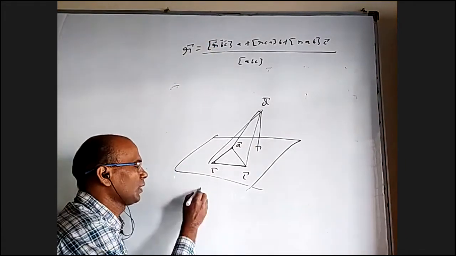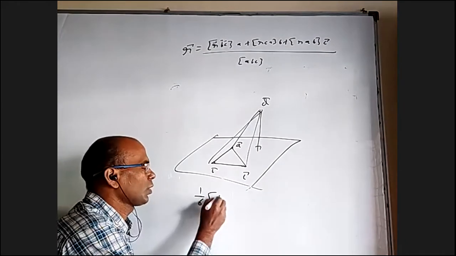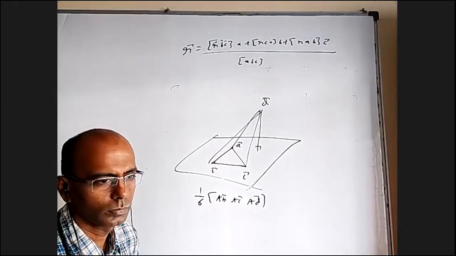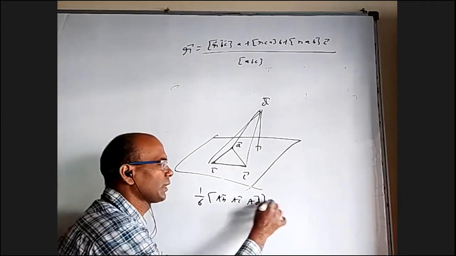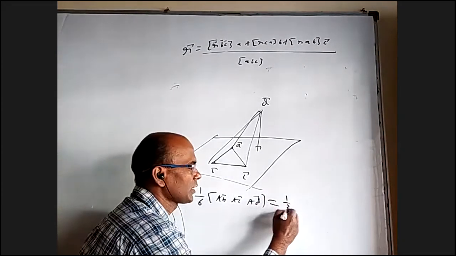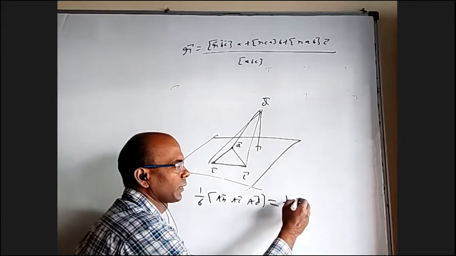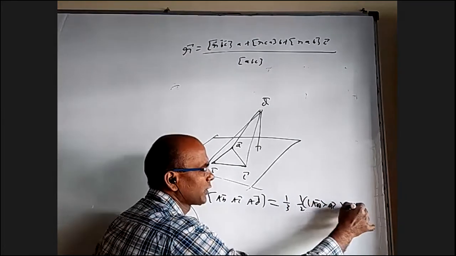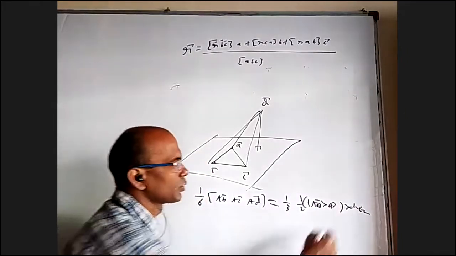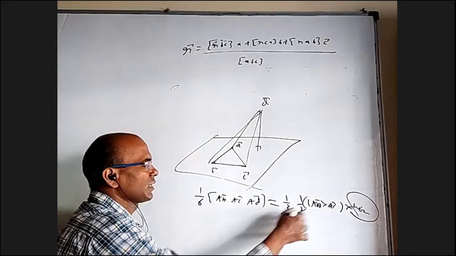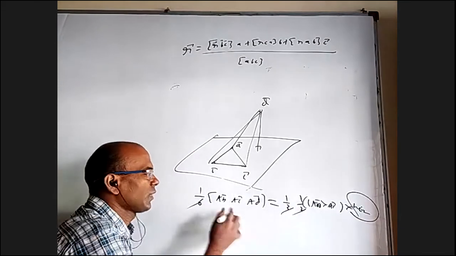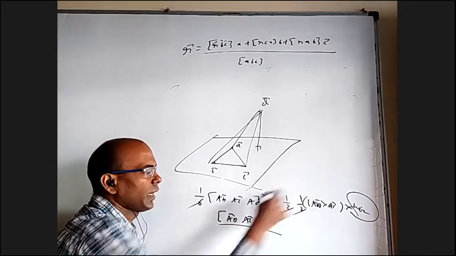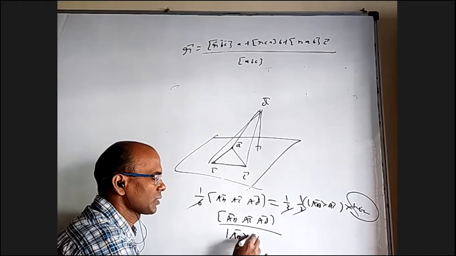You can use this 1/6 box AB, AC, and AD is the volume of the tetrahedron. But that is same as 1/3 into base area. That is half mod AB cross AC into height. 1/3 base area into height. So if you want height, just divide. This 3, this 2, this 6, you can cancel. When you divide this, you will get AB, AC, and AD by mod AB cross AC.